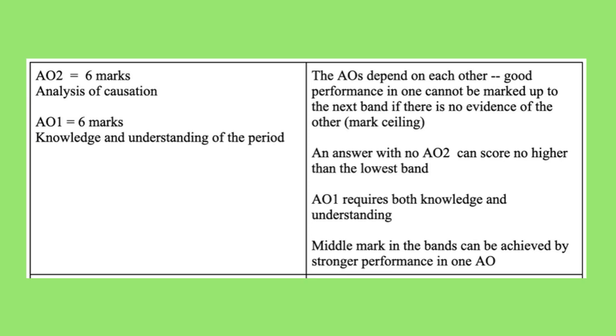It's also important to note that the AOs depend on each other. Now, this means that no matter how well you perform in one of the AOs, if your performance isn't as good in the other, it will hold you back from progressing into the higher bands. And this is called a mark ceiling, and that's something you'll see crop up in a few of the mark schemes. For example, an answer with no AO2 can't score any higher than the lowest band. So it's really important that when you're analysing causation, you're thinking about the factors from your existing knowledge and how they can answer the question.